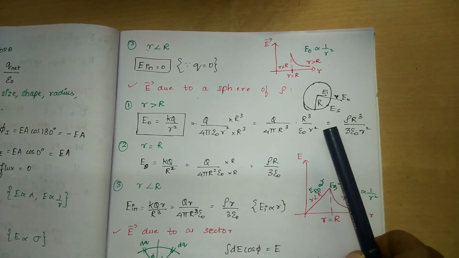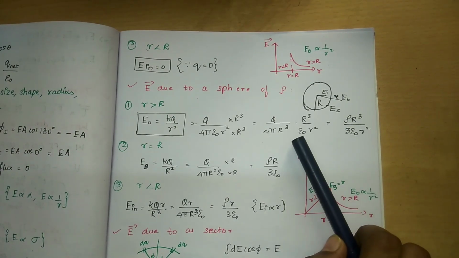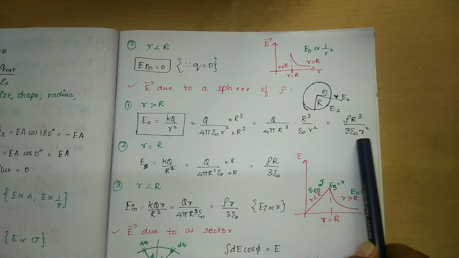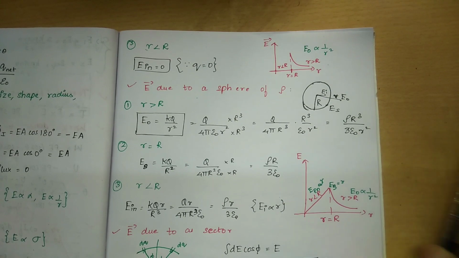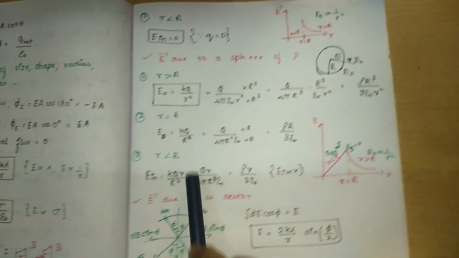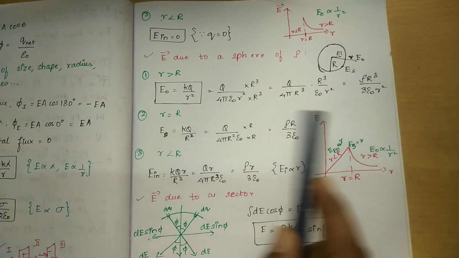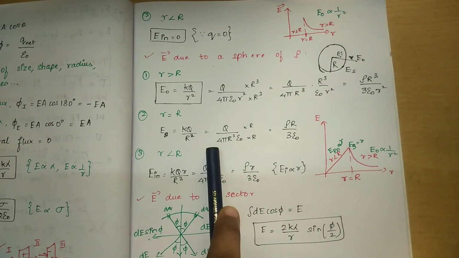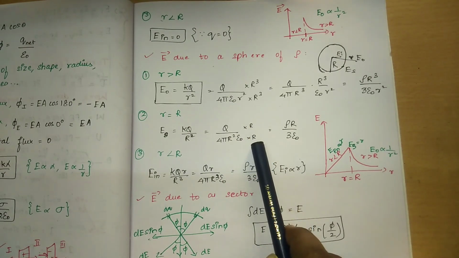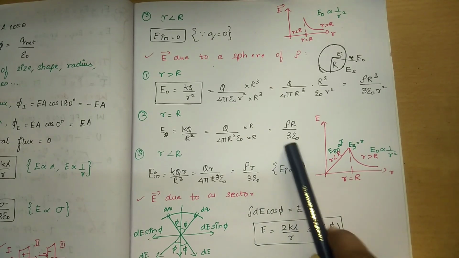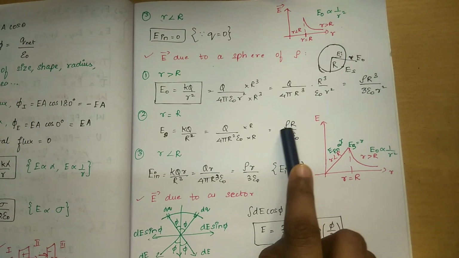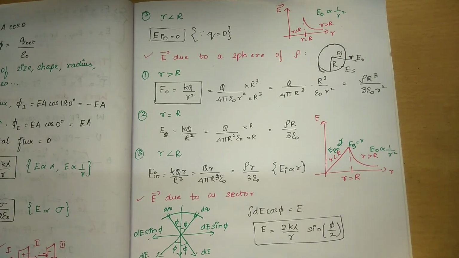So here, applying the volume charge density, we get rho R cube divided by 3 epsilon naught r square. This is the result. Then when r is equal to the radius of the sphere, E equals kq by R square. Apply the k value and multiply numerator and denominator by R, and you will get 3 times the volume. So q by V is equal to rho, and E equals rho R by 3 epsilon naught.